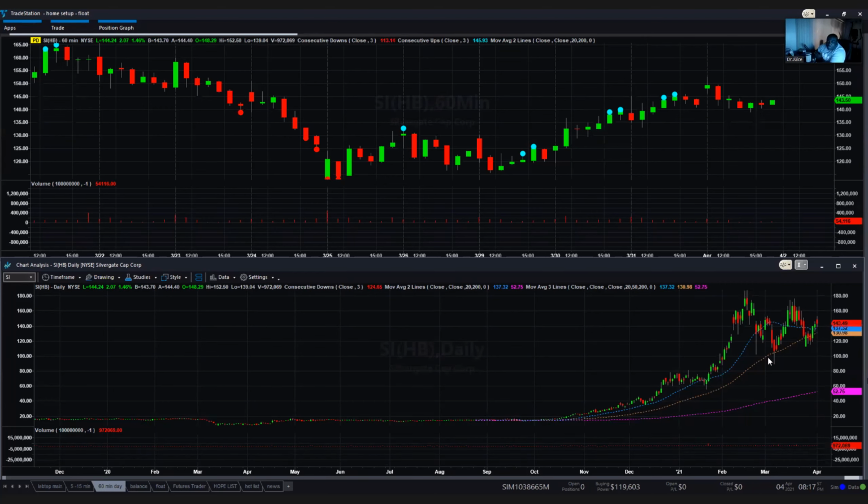It sucks it back below the 20 again into what would have been a nice buy zone. Now it exploded again off the 50 coming up, went up too strong, and dropped back below the 50 here. You understand? So now it's on an uptick again.